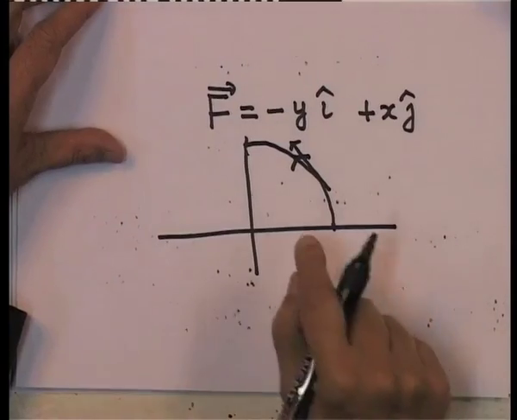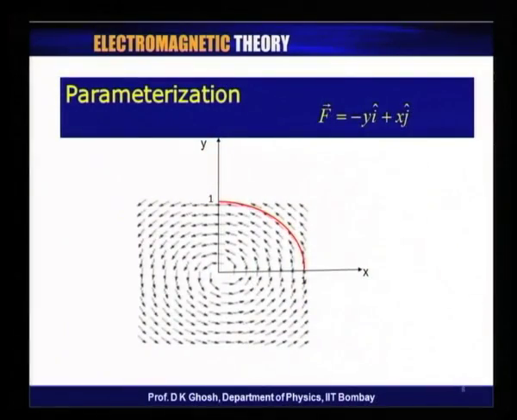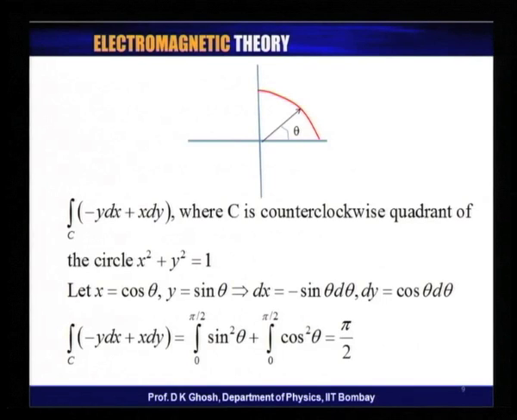Therefore, the angle between the direction of the vectors, which we have shown in this sketch, and the direction of the tangent to the curve always makes an acute angle. Since it makes an acute angle, f dot dl, which is the magnitude of f times magnitude of dl times cosine of the angle between the two, remains positive. Therefore, purely going by geometry, I expect this line integral to be of positive value. Here, I will use a slightly different technique.